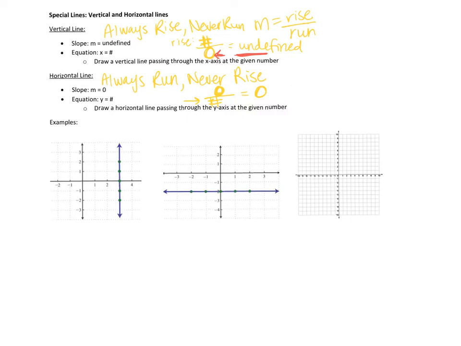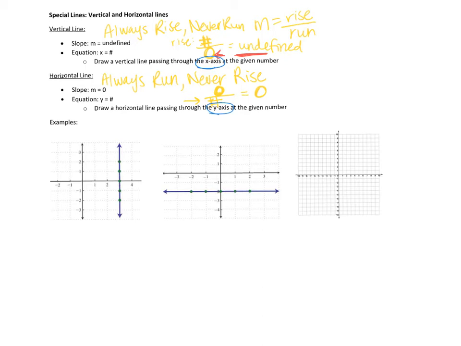Okay, so the thing that I have to remember is what point do I go to? Do I go to an X or do I go to a Y? So for a vertical line, I'm going to go to an X value. For horizontal, I'm going to go to a Y value. So let's look at these first two examples and then we'll do one of our own.